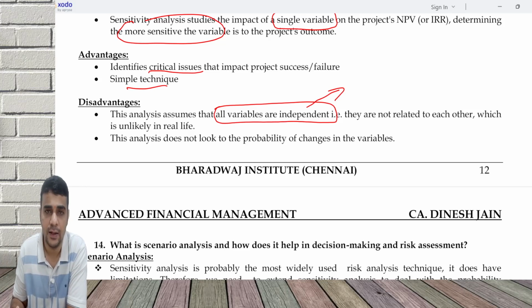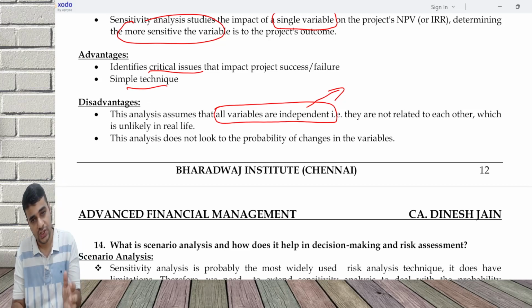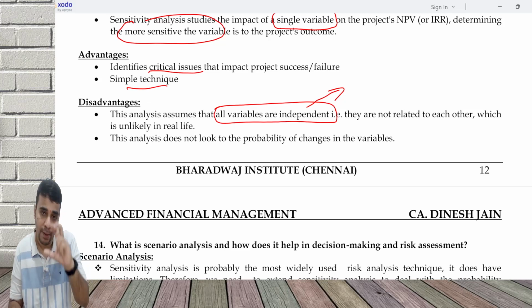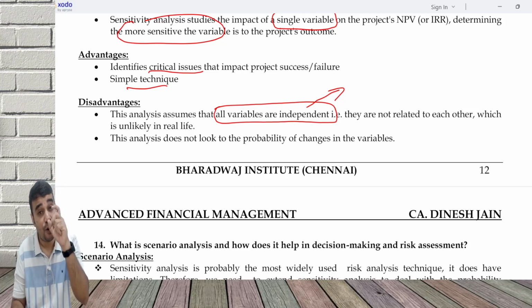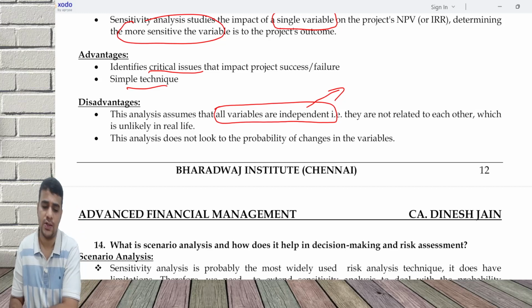It also does not factor in the probability part. That is, how much is the probability of the change which is going to happen? But the biggest trouble is only considering a single variable change, assuming that all variables are independent in nature, whereas they are not independent in nature. When one changes, others will automatically change. For example, I want to increase my initial outflow because I'm buying advanced machinery. If you buy advanced machinery, there's a possibility that in between flows, the cost can go down. The initial outflow can increase, but in between cost can go down.